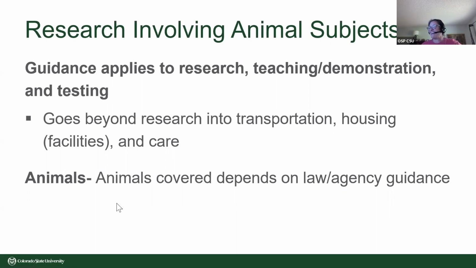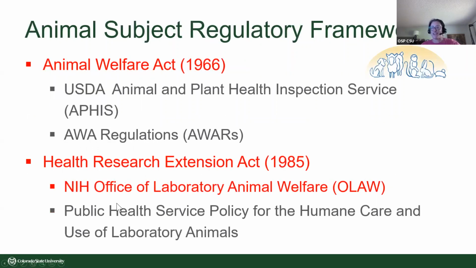Okay, let's go on then with Animal Subject Regulatory Framework. Again, we have two regulatory frameworks here that we're going to talk about. Animal Welfare Act back in 1966. It's been amended at least 8 or 9 times since it was enacted. It was basically passed by Congress to regulate the humane care of laboratory animals. It was passed in response to a bunch of lobbying that was going on at the time.